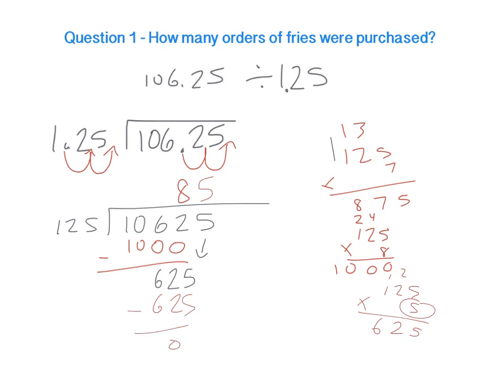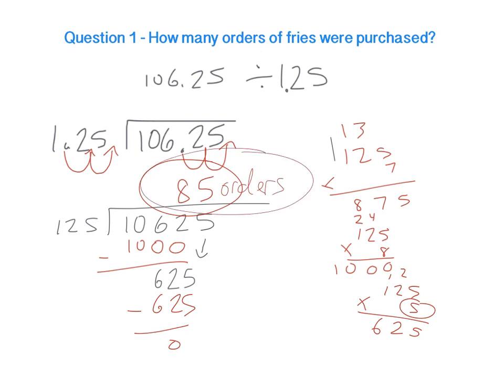We're done. Why? Because we have our answer up there. No need to bring down, write a decimal and bring down a 0. We're done. So 85. So what was that the answer to, though? Well, how many orders of fries were purchased? Well, they each cost $1.25, and in total they made $106.25. It means 85 orders. So there's really my full answer with my title.